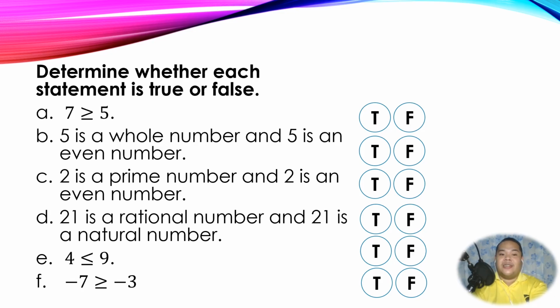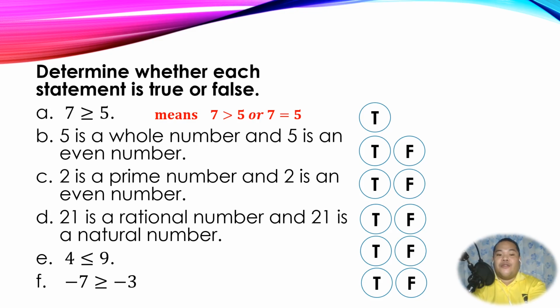Determine whether each statement is true or false. Letter A. 7 is greater than or equal to 5. This can be illustrated as 7 is greater than 5 or 7 is equal to 5. Since the logical connector is OR, either of the statements must be true in order for the compound statement to be true. 7 is greater than 5 is true. Therefore, the entire compound statement is true.